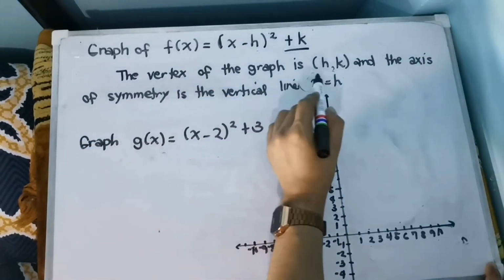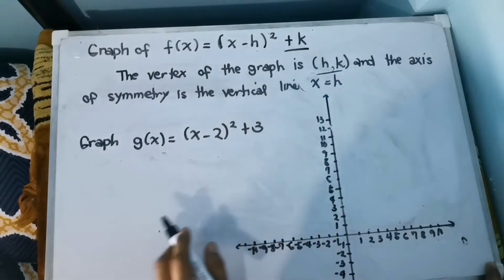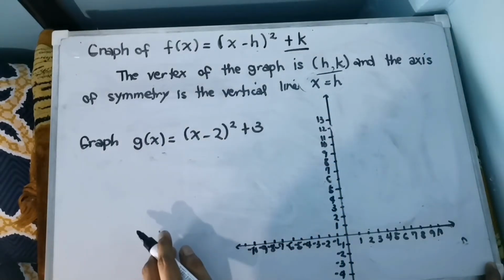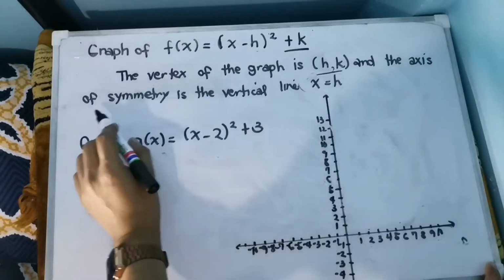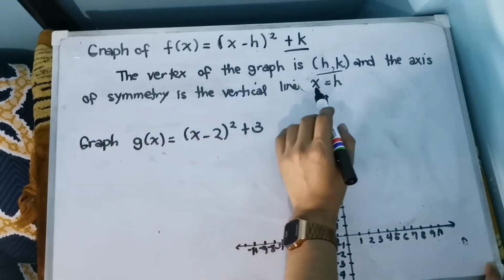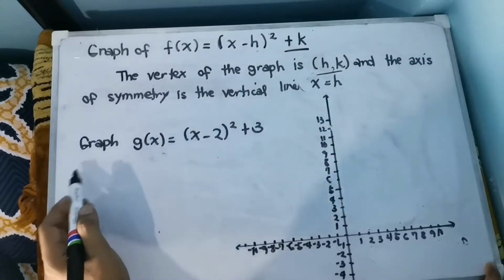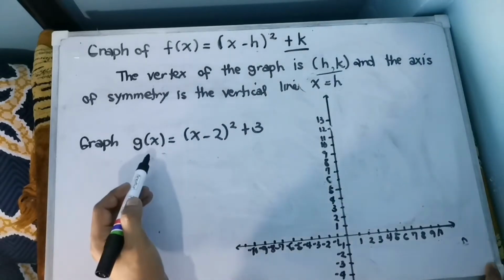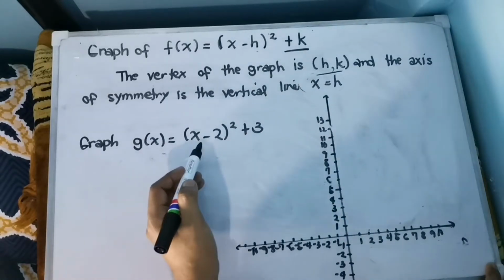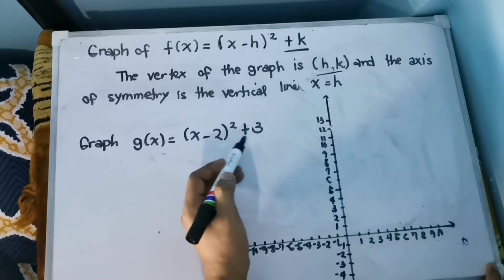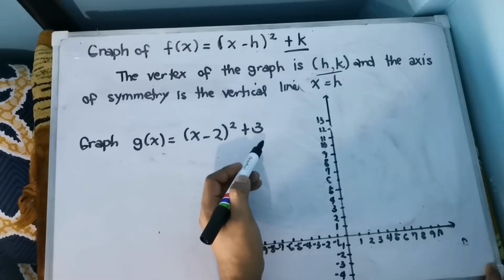Remember, the vertex of the graph is h, k. When we say vertex, that will be the lowest point of the parabola. And the axis of symmetry is the vertical line x equals h. So we are going to graph g of x equals the quantity x minus 2 squared plus 3.